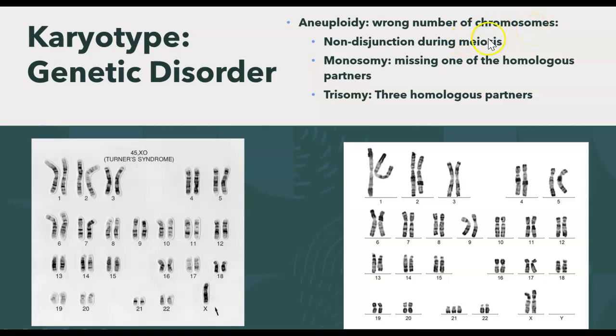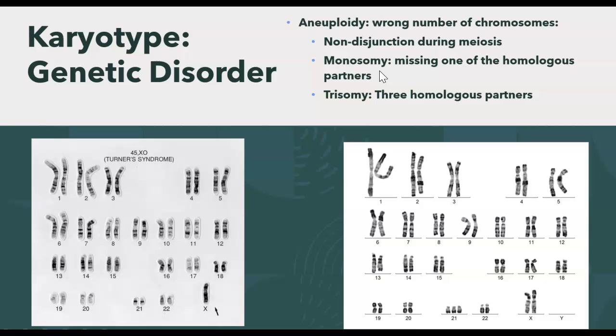This happens during meiosis, and it's called non-disjunction, when the pairs don't separate out the way that they're supposed to. So instead of one chromosome 1 going into one cell and the other chromosome 1 going into another cell, they both go into one, and the other cell ends up not having any chromosomes, okay? So there are two types of aneuploidies.